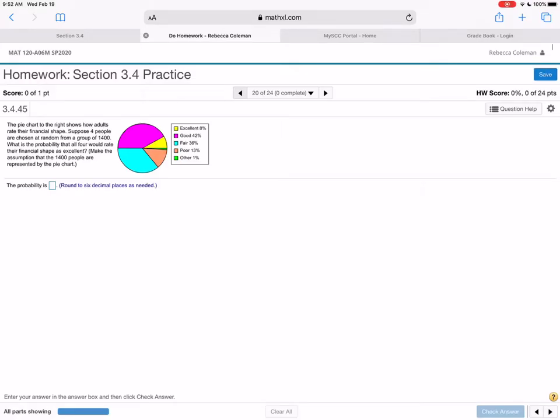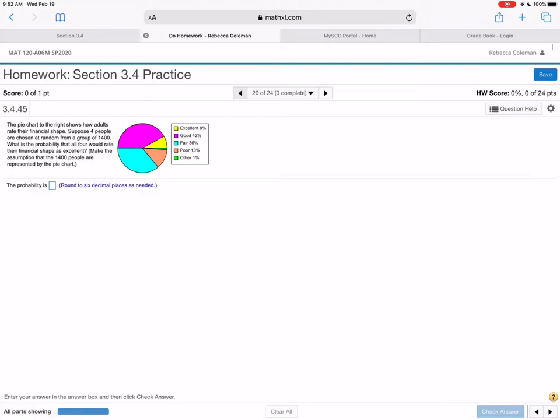All right, so since you guys are going to be finishing up your homework for section 3.4 this week, I wanted to go through and just touch on a couple of problems in section 3.4 that might need a little bit of clarification for you. This is one that I had a specific question about.